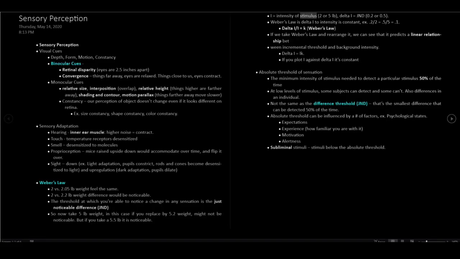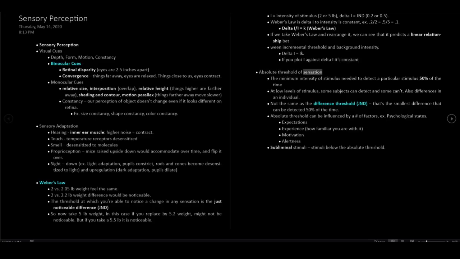I equals intensity of stimulus, 2 or 5 pounds. Delta I equals JND, 0.2 or 0.5. Weber's law is that delta I to intensity is constant, k: 0.2/2 equals 0.5/5 equals 0.1. Delta I/I equals k. If we rearrange Weber's law, it predicts a linear relationship between incremental threshold and background intensity. Delta I equals I times k. If you plot I against delta I, it's constant.